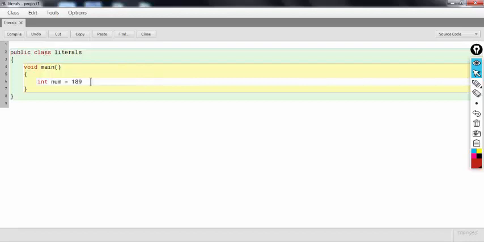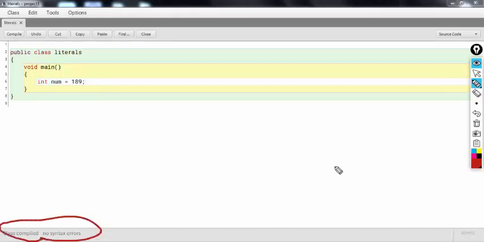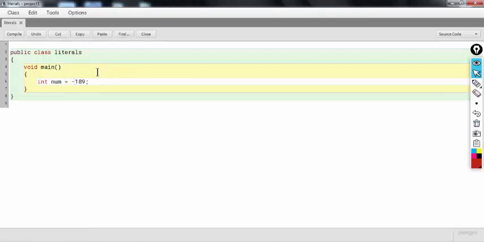Okay, and if we compile this, the code will run without any problem, no syntax error. I can write here plus 189. That's not a problem. This will also compile, as you can see, no syntax error. And finally, I can assign a negative sign to it, and that is also fine. It will still compile.